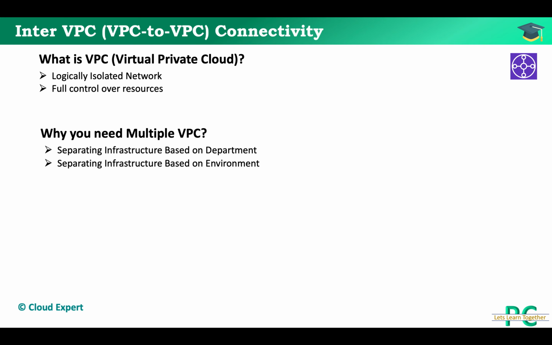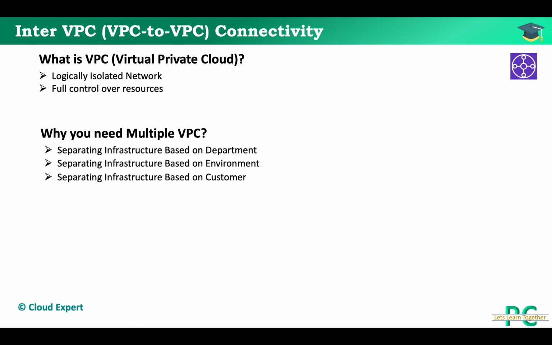Or maybe you want to separate infrastructure based on environment. Maybe in your organization, the resources used for production should not be mixed with the resources for development or testing. Or maybe your organization is supporting multiple customers and you want to keep a logically separated network for each and every customer. So now we understand that we may have different use cases for which we have to come up with logically segregated network components, which are called VPCs.